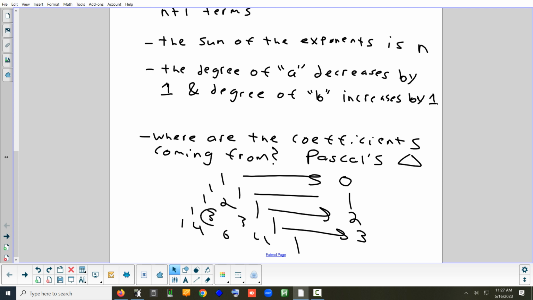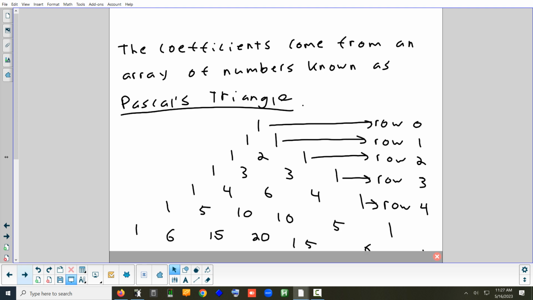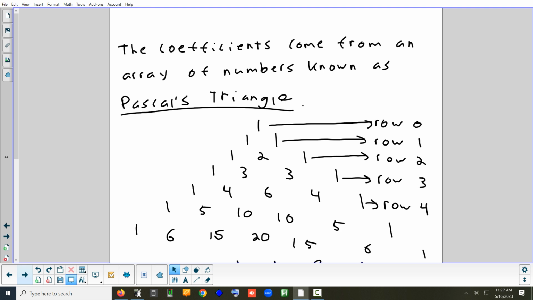So, for example, if you wanted to identify that particular spot, that is row 3, column 1. This is row 3, column 2. That's row 3, column 3. Row 4, column 0, column 1, column 2, column 3, column 4.